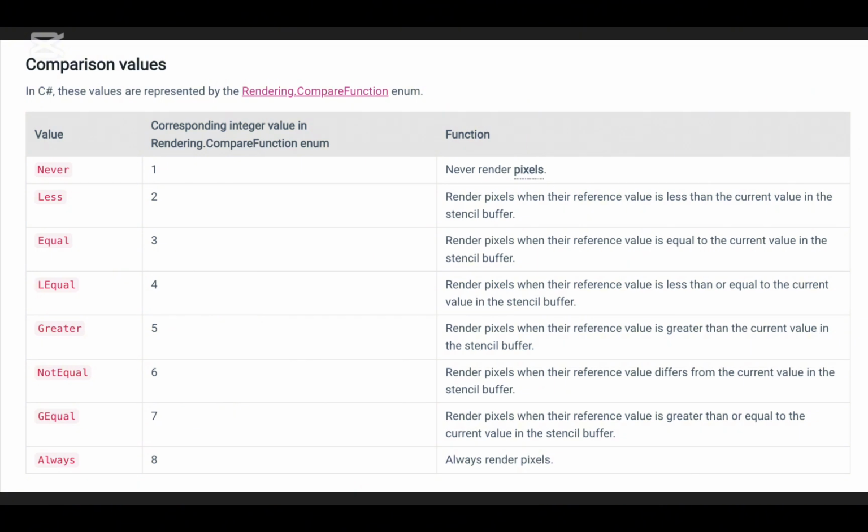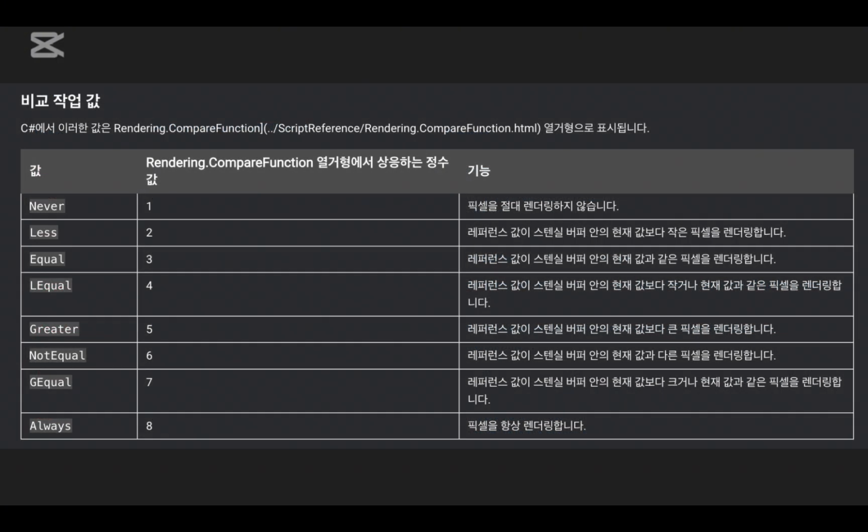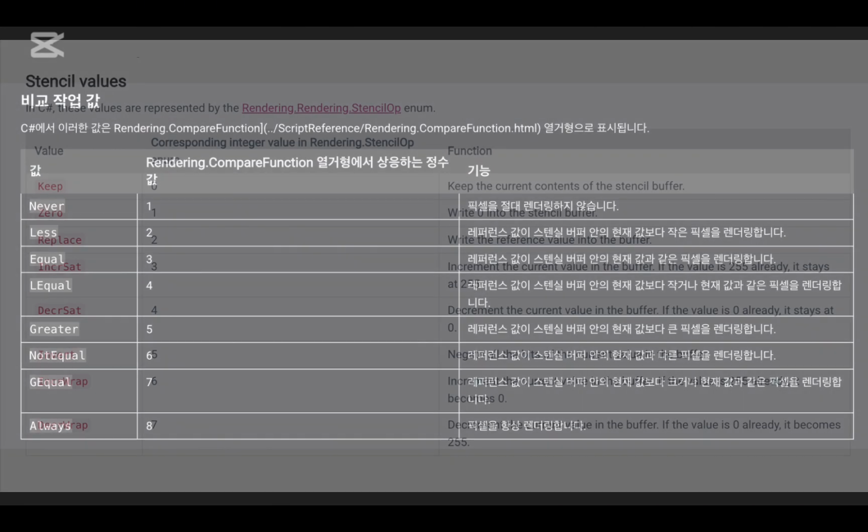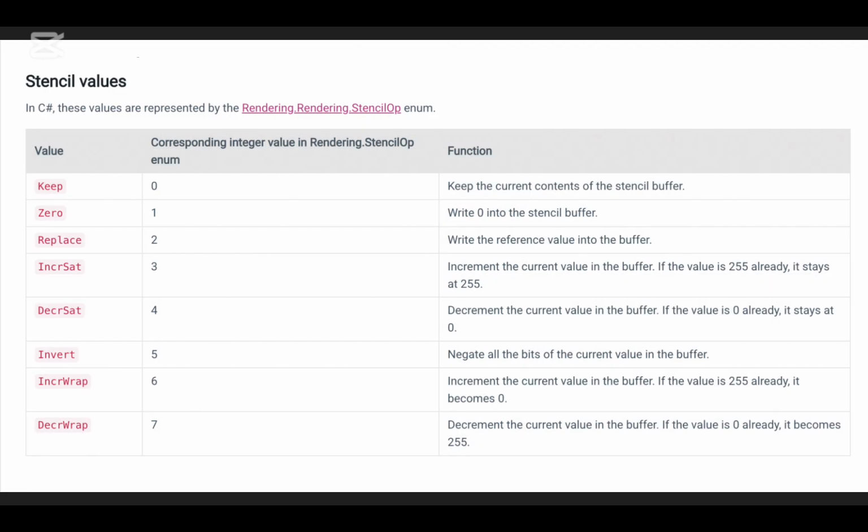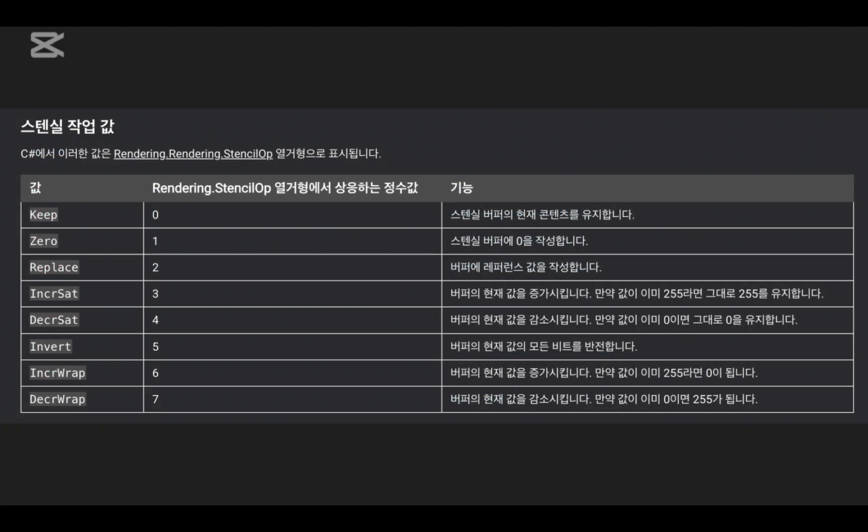It determines whether to pass rendering when comparing with the reference value of the stencil test, whether it's larger or smaller. Third is Stencil Pass Operation, also known as Stencil Operation. It's like a work instruction. You can instruct the stencil buffer to maintain, change, decrease, or increase values that have passed the stencil test.